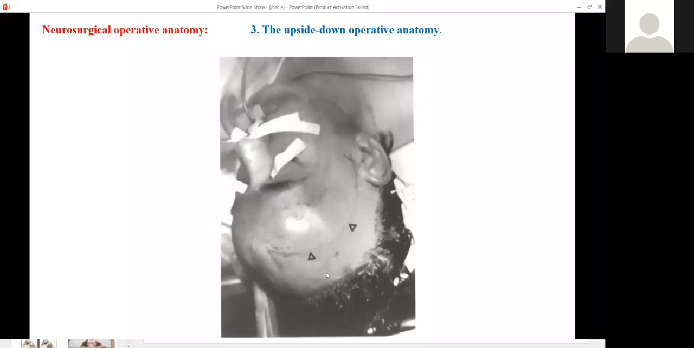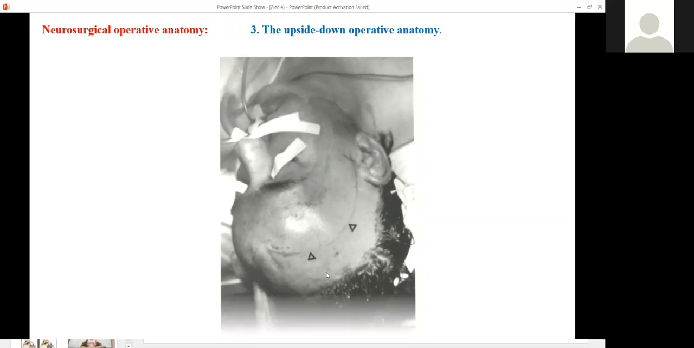This is the usual position for terminal, and in this view, we are looking at the patient and we are standing just on the top, on the opposite side, looking at the head of the patient, trying to prepare the skin before doing the surgery. So this is our view as a surgeon.